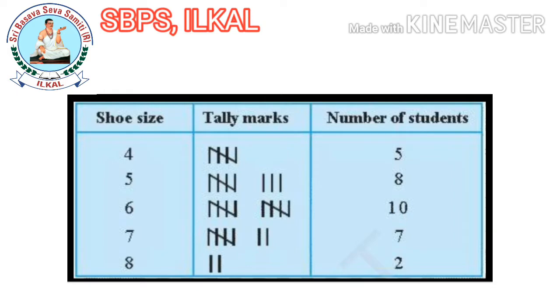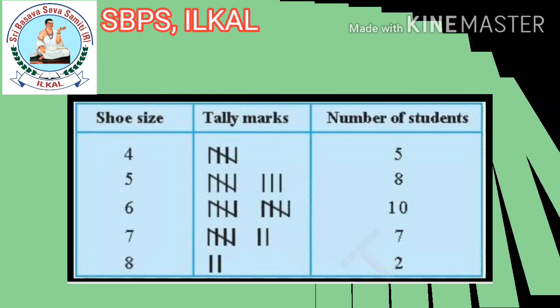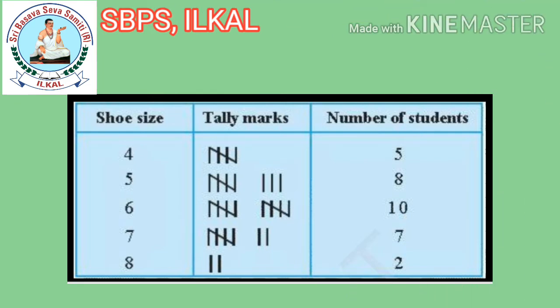Observe this, children. Shoe size of 32 students of a class. 4, 5, 6, 7, 8. Tally marks show how many students have taken shoe size 4. And shoe size 5, 8 students have taken. In the same way 6, 7, 8: 10, 7, 2 students have taken.